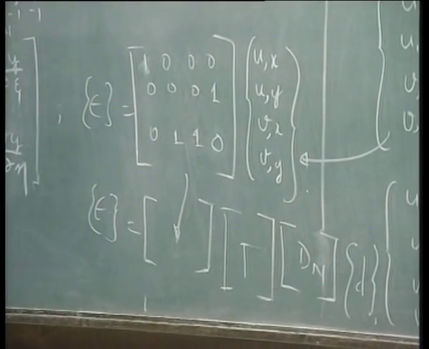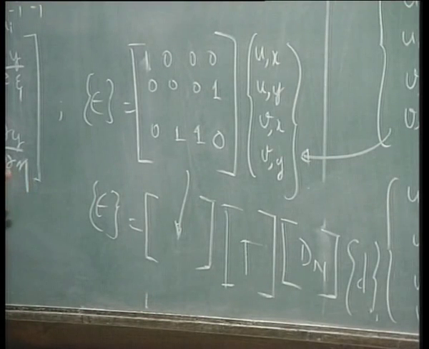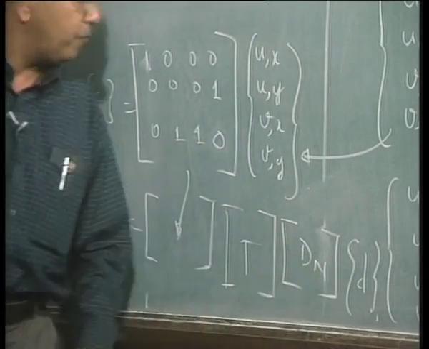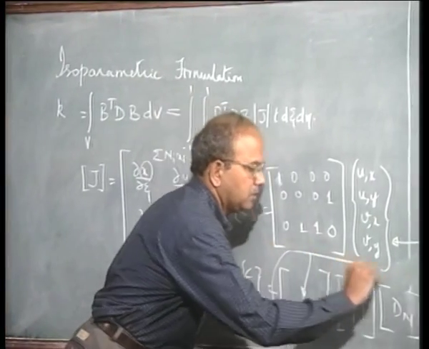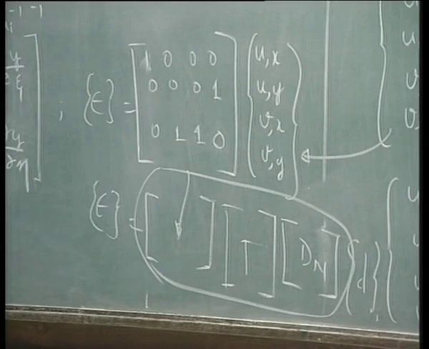So those are the three matrices that we would have in order to define d. Now we know that epsilon is expressed as b into d. So obviously b now becomes all these terms put together. Okay, all these terms put together now becomes b.